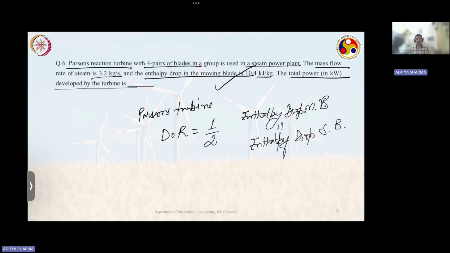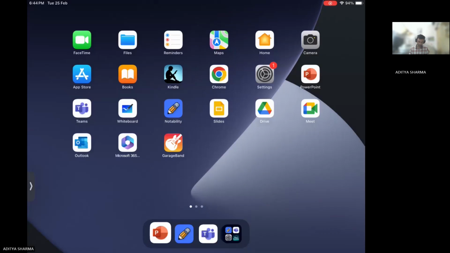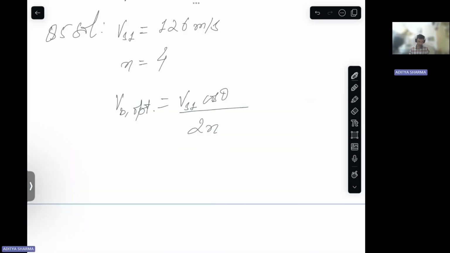So for moving blades, the enthalpy drop has been given, right? And the mass flow rate has been given, and we want to find the power. The number of pairs has also been given, right?